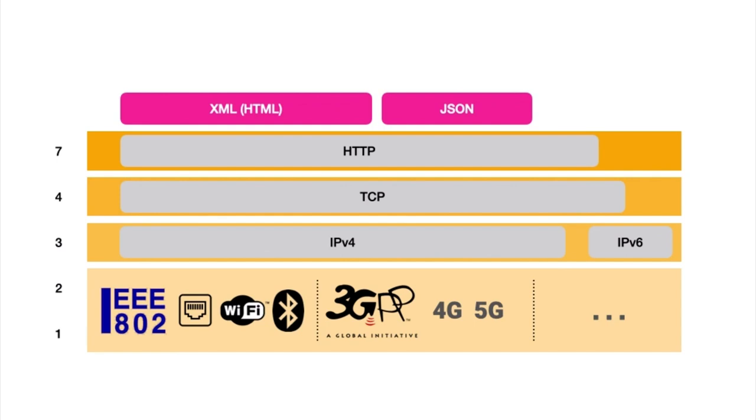Finally, this graphic adds an additional layer above layer 7 to indicate how transported data is structured with formats like XML or JSON that we will see later in the course.